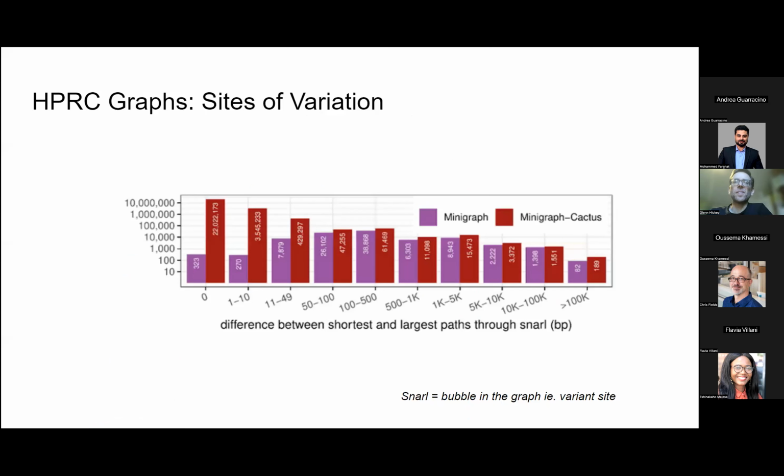This is just an overview of the amount of small variation you get in Minigraph-Cactus. If you look at all the sites of variation in the graph, and you measure how big they are, that's the x-axis here. So you have structural variants on the right and SNPs on the very left. You can see, and it's a log scale, that you're getting many, many more SNPs when you add in the small variants. The next slide.